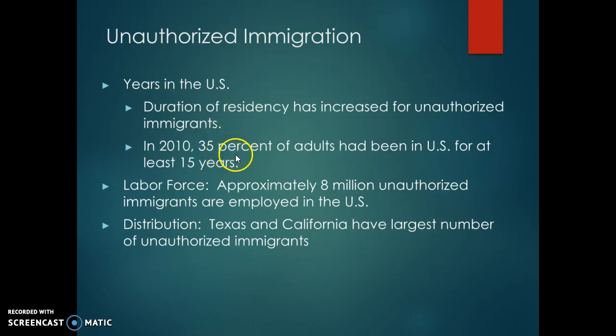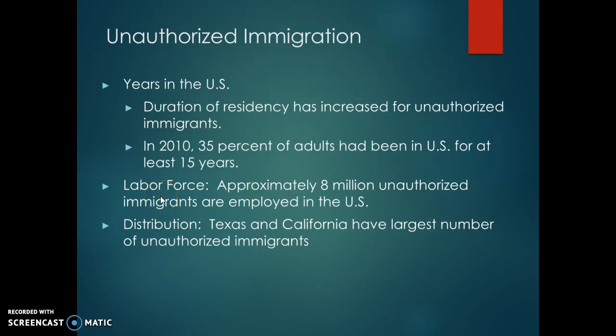This is actually a pretty interesting stat, and this has probably gone up, like I said. But in 2010, 35% of adults that had been in the United States had been here for at least 15 years. So this isn't an issue that just popped up in 2000. It's been around for a while. Okay. After the Quota Acts were passed, people are going to start to illegally immigrate or find their way into the United States.